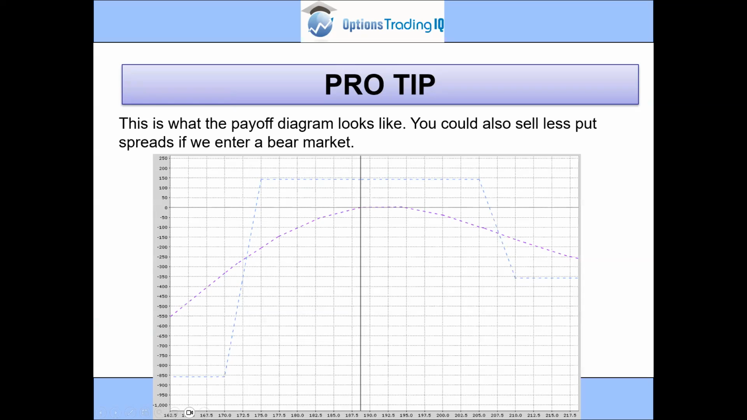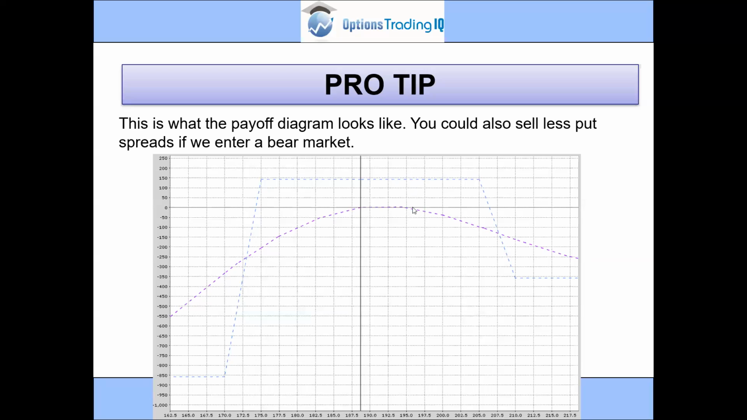What's that? 150 over 850 is about 17.5% return potential. And we're going to handle an up move much better. So I think we talked about setting our alert at about 196.